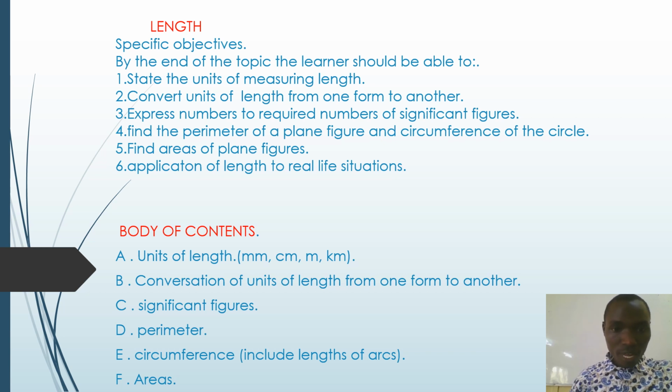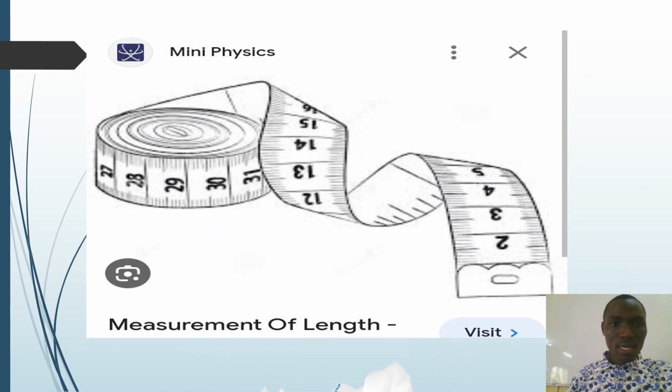Conversion of units of length from one form to another. Significant figures, perimeter, circumference, and area. Then the example: length is used in measuring tape.